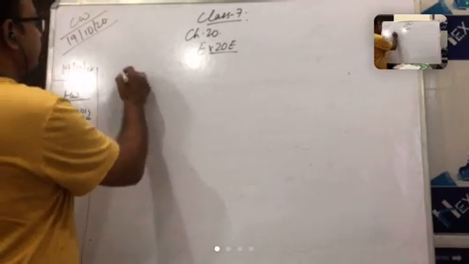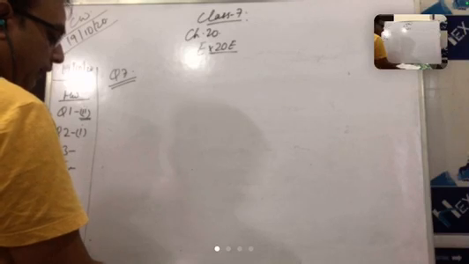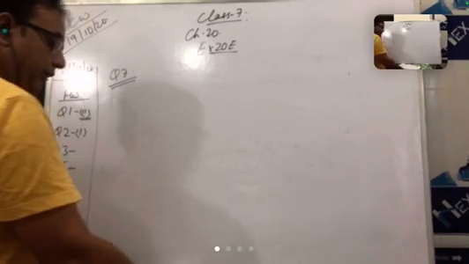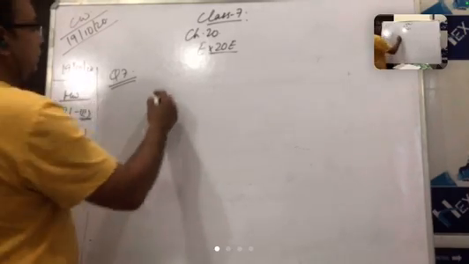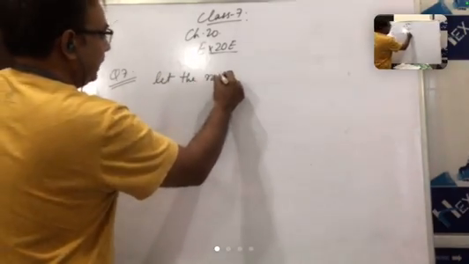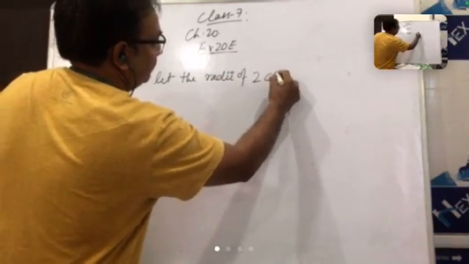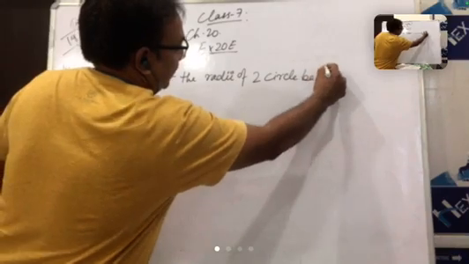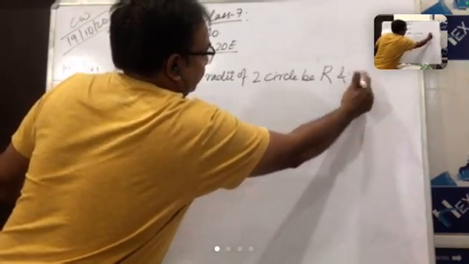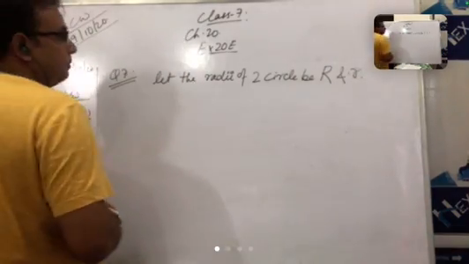Now the question number 7. I repeat the question once again. The ratio of the radii of two circle is 5 is to 3. Find the ratio of their circumference. So first we start with let the radii of two circle be, one is the capital R and second is the small r. Okay, clear?